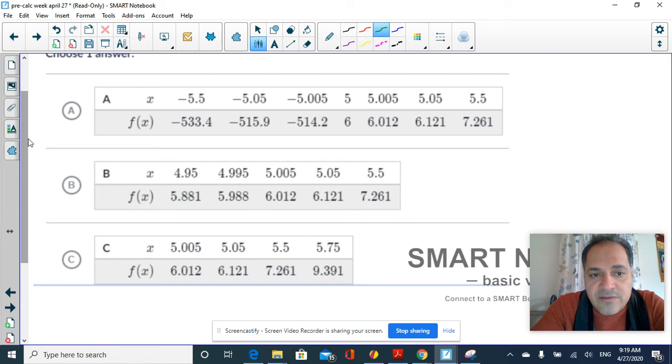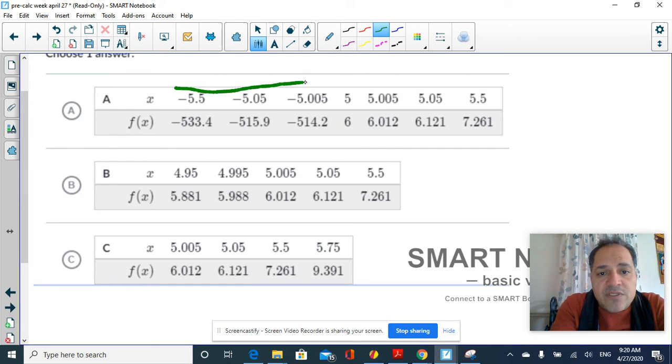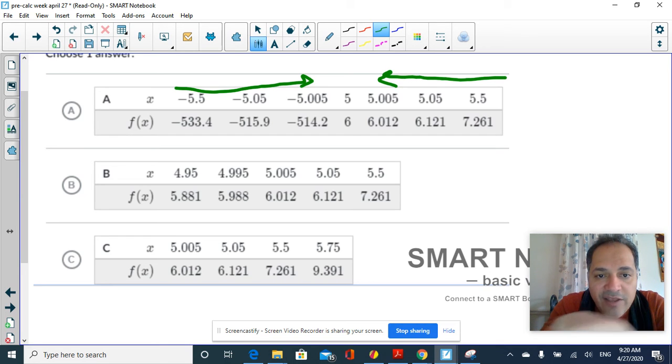Which one is the best? A, B, or C? Let's have a discussion. Here from the left, it's approaching what? Yes, -5. And from the right it's approaching what? 5. So is this the best one? No, because this one is approaching -5 and this one is approaching 5. So this one is not a good one. The values given are correct, they're accurate, but which one is the best?